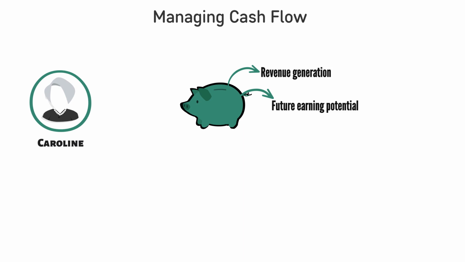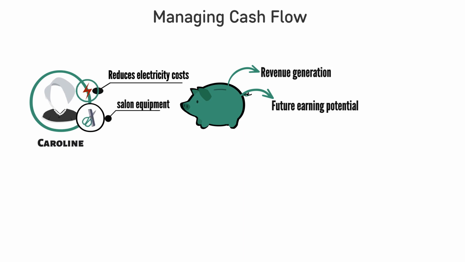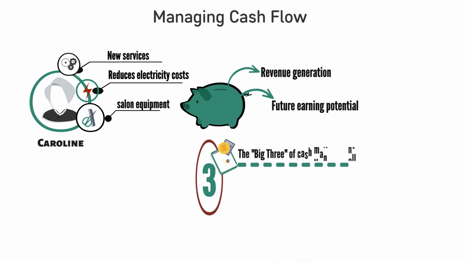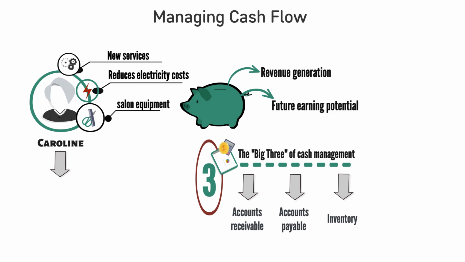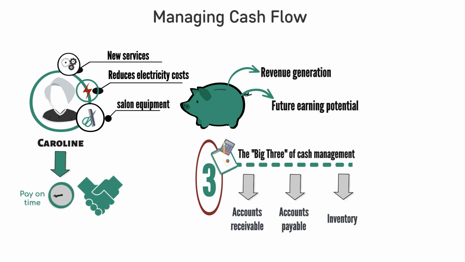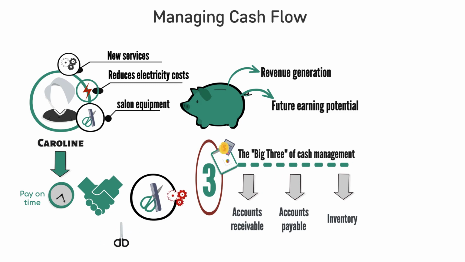For Caroline, this might mean upgrading to more efficient salon equipment that reduces electricity costs, or introducing new services that are in high demand. Managing the big three of cash management, accounts receivable, accounts payable, and inventory, is also critical. For Caroline's salon, this translates to ensuring clients pay on time, negotiating favorable payment terms with suppliers, and maintaining an optimal stock of hair products and other supplies without over-investing in inventory.